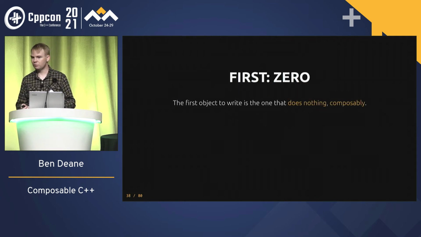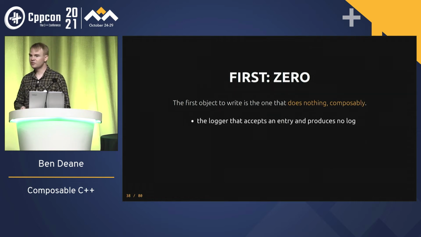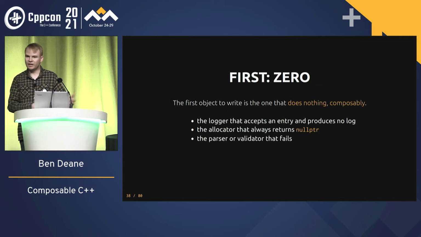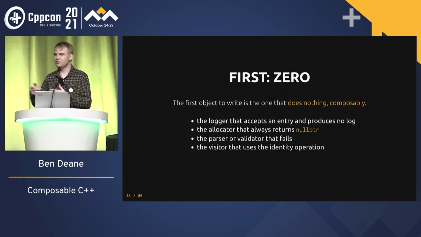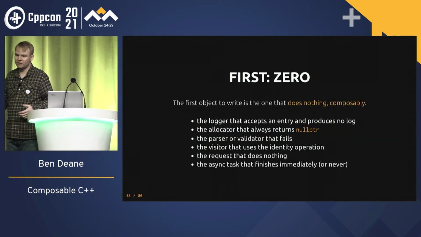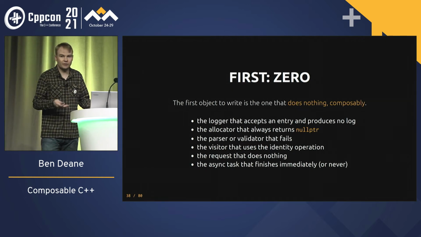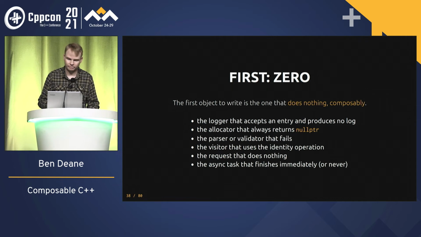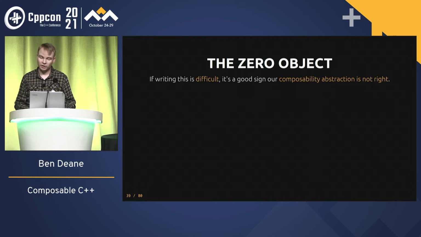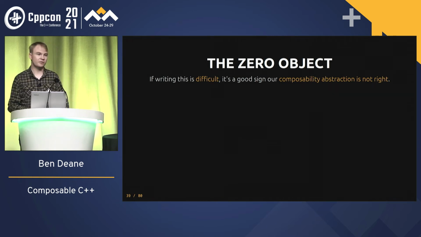And the first class I always try to write is the zero class. The class that does nothing, but does it composably. So this is the logger that accepts an entry and does nothing, produces no log. This is the allocator that always returns null pointer. This is the parser or the validator that always fails, or the visitor that uses the identity operation, or a request that does nothing, or an async task that finishes immediately, or maybe finishes never. Those are both possibilities for a zero object. So I try and write this object. And if I can't write this object, it's a really good sign that my composability abstraction has gone wrong somewhere.